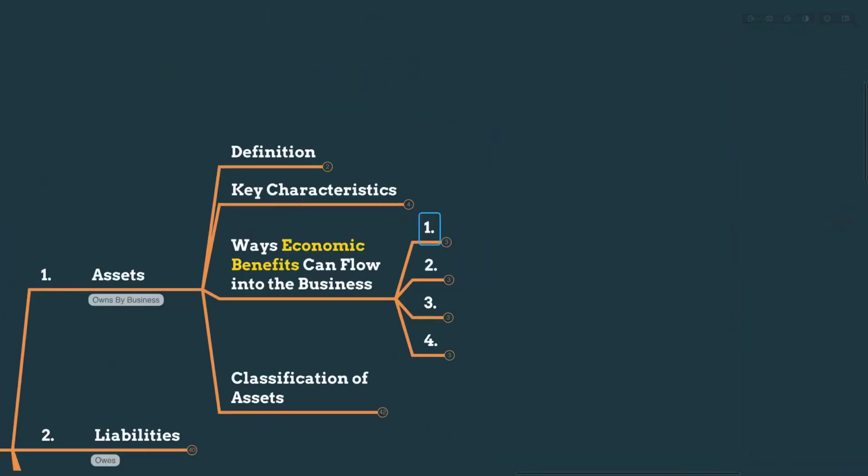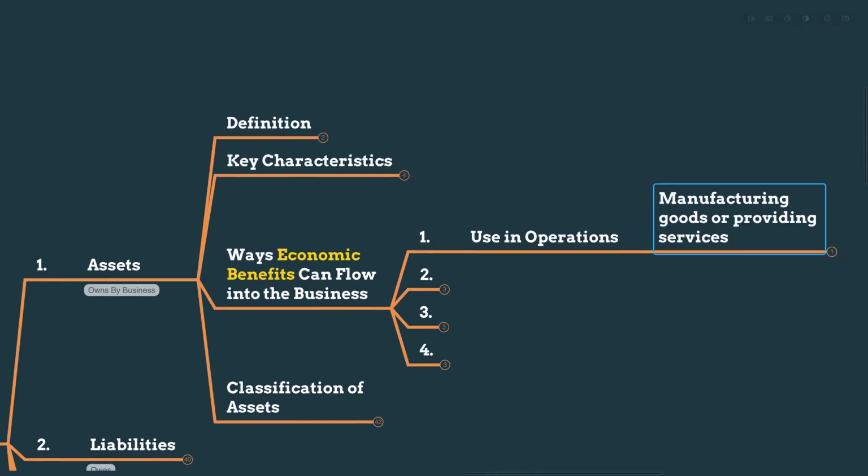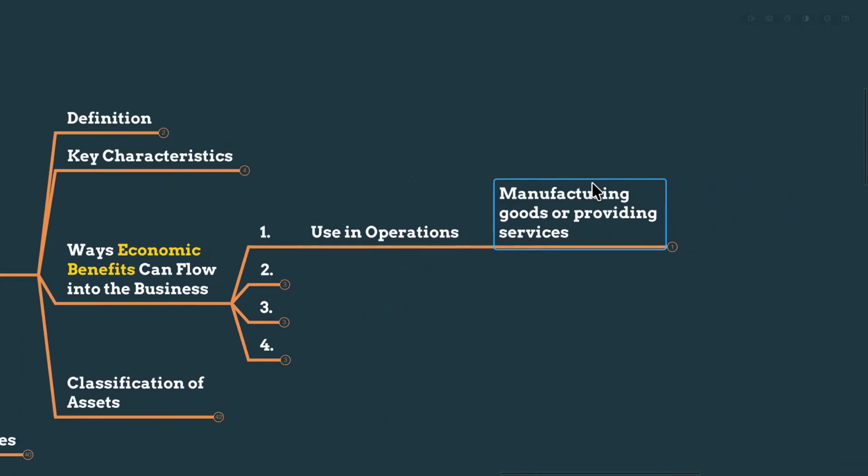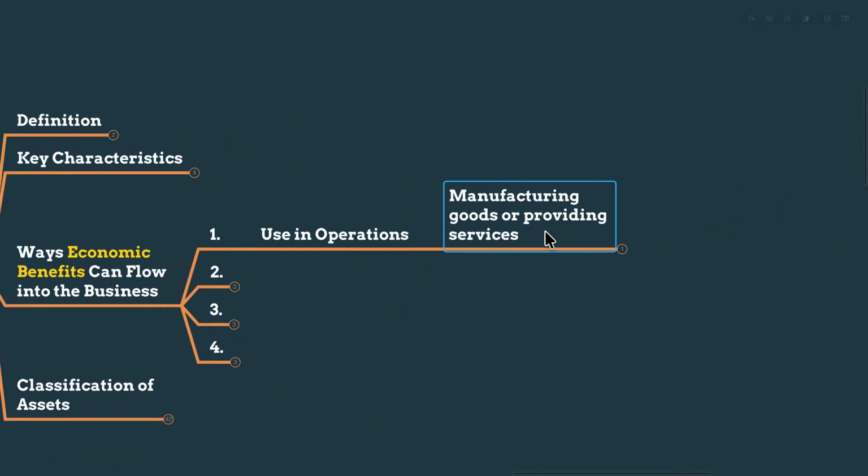So let's talk about the ways economic benefits can flow into the business. Economic benefits means we are going to receive benefits that can be measured in terms of money. The first way is use in operations, right? You have machines, plant, machinery, laptops, buildings, whatever, and you use them in operations, in manufacturing, in your factory, to produce goods and services. So manufacturing goods or providing services is one of the economic benefits.